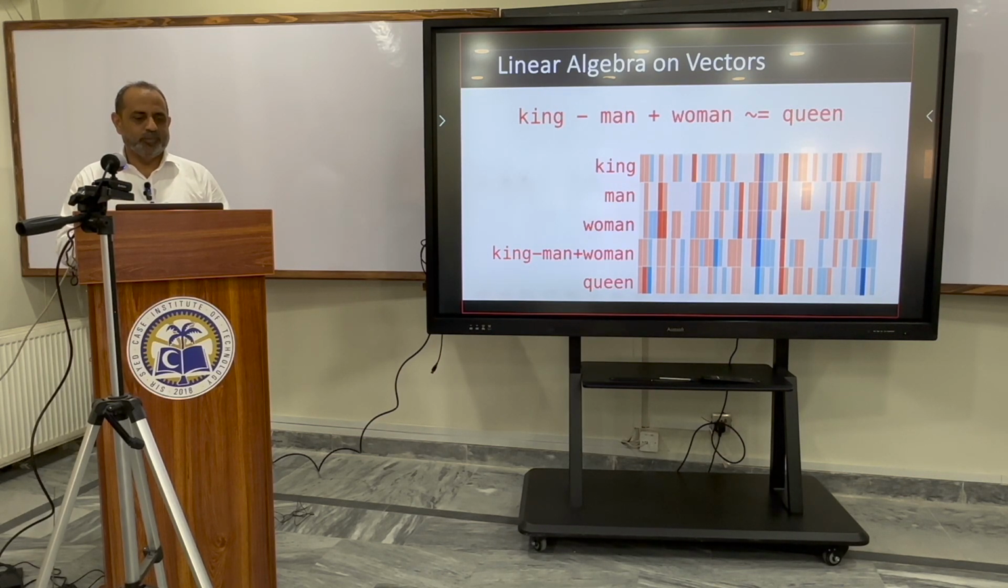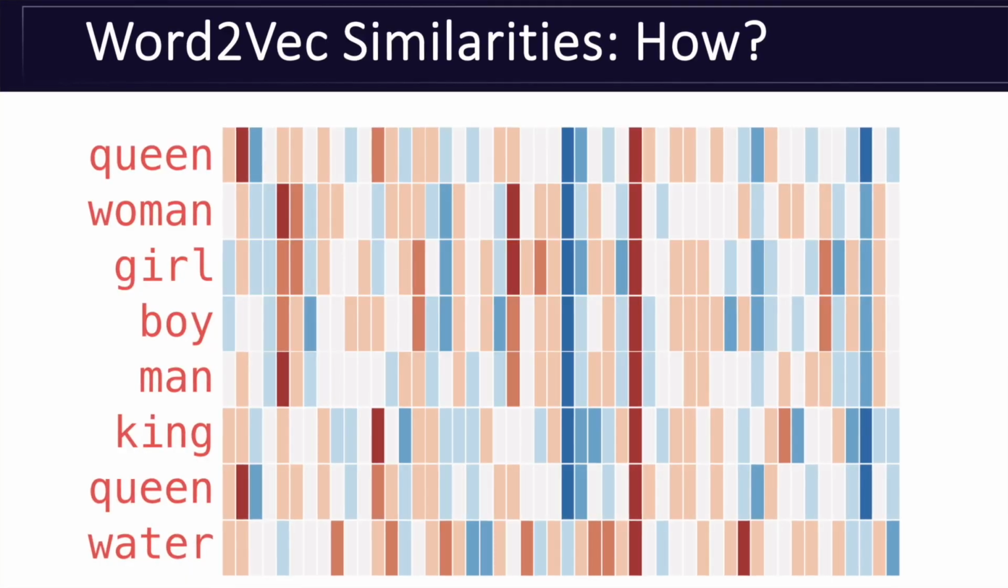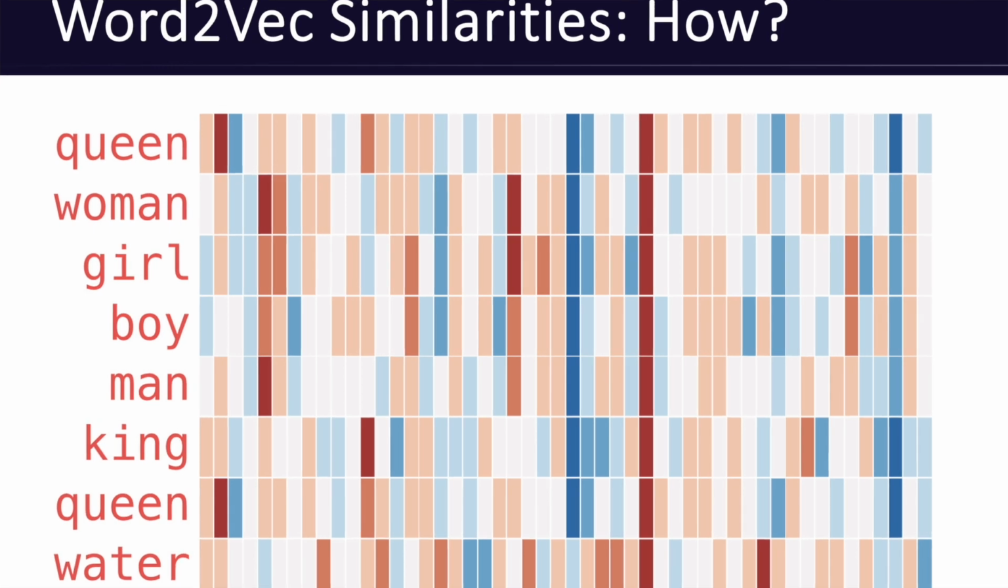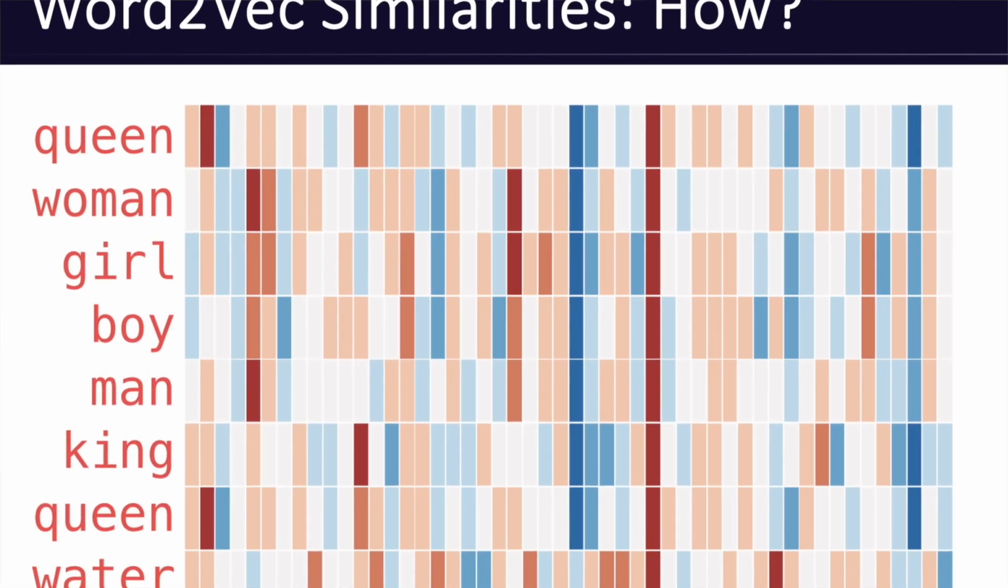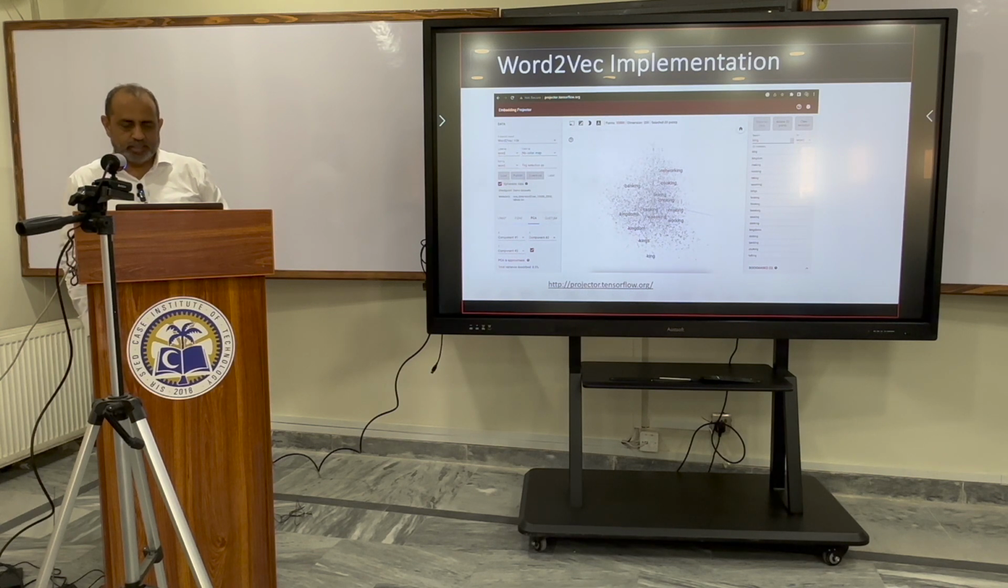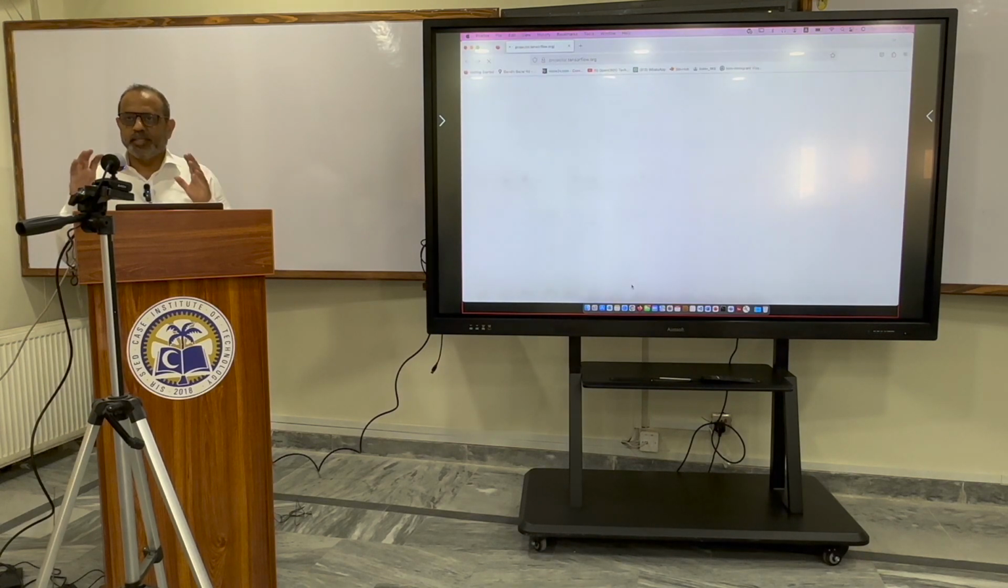That from a king vector, you minus the man vector, you add the woman vector, and you get very close to the queen vector. There is also a website where you can experiment. Here it says this is TensorFlow word to vec. So you see it in 3-dimensional space.